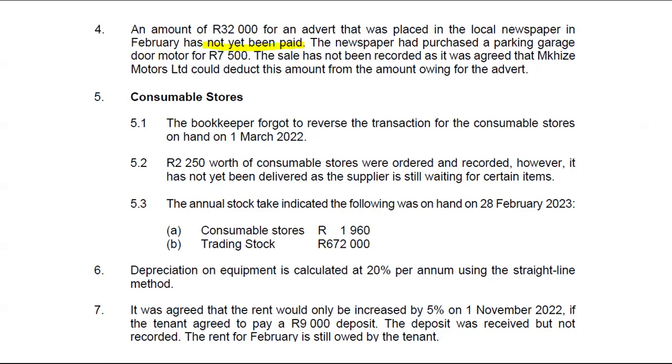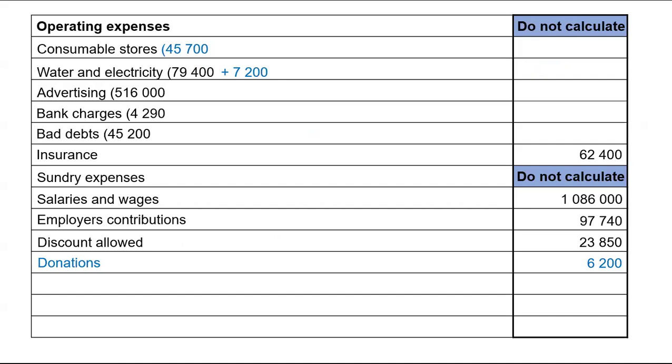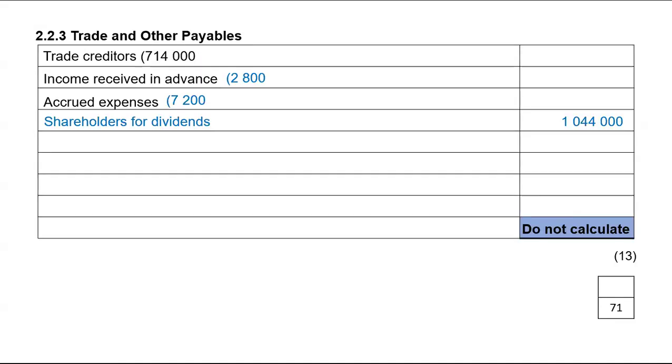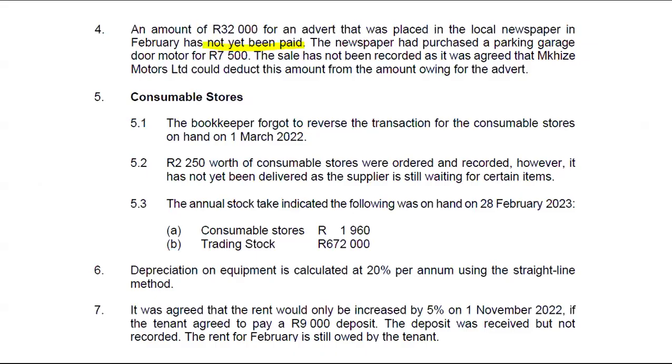So I'm going to go to advertising because this was not paid. It means that whatever advertising I've got, which is 516,000, that 32,000 was not included. So I'm going to include it. And since it was not paid and we have incurred it, because February is for the current year, we've incurred it, but we have not paid for it. What is it? It's accrued expense. Where do we find accrued expense? In trade and other payables. There we go. So you add there 32,000. I'm not done reading that. I'm going to continue. And then what do they say?